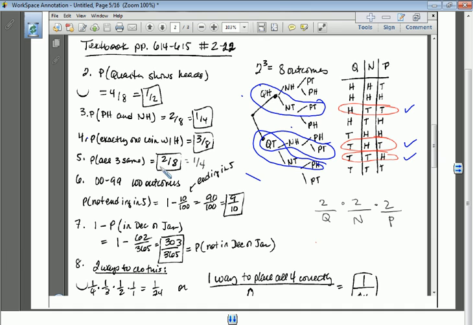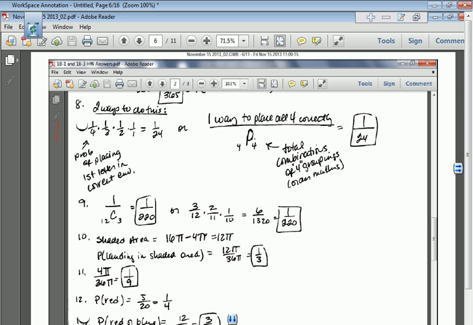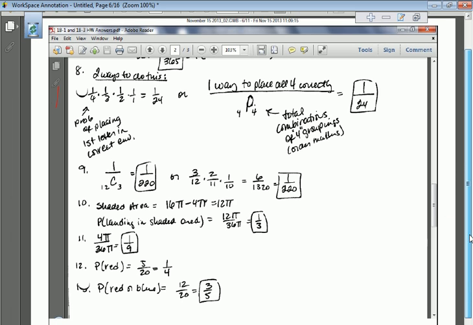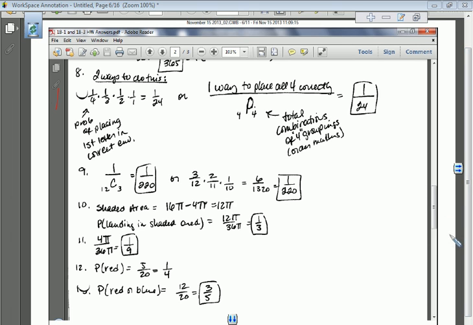Are you guys good with 5? Okay. Any questions about 6 or 7? All right. So here's 8 through 13. Take a look at those first and see if you have any questions for me.